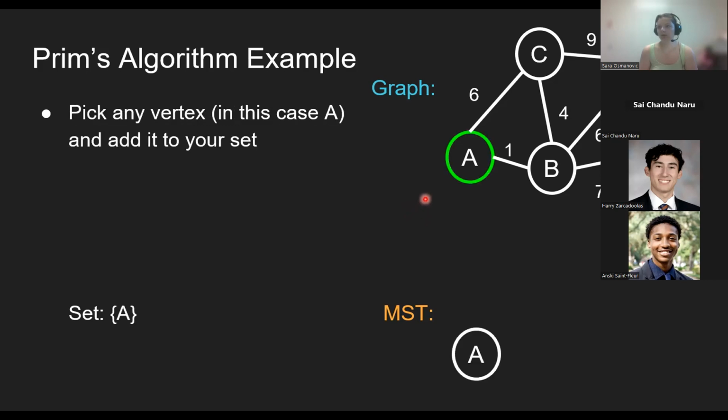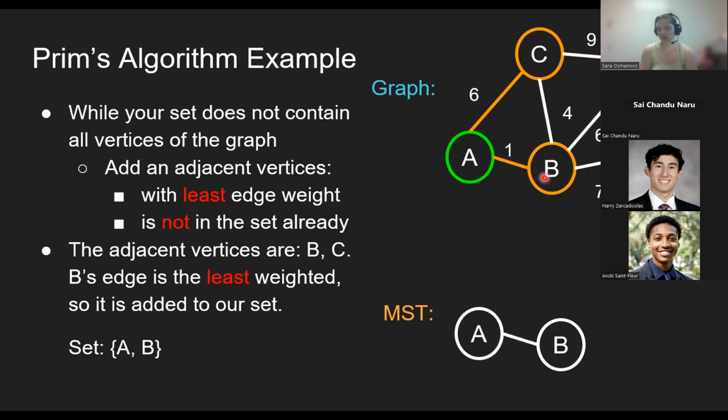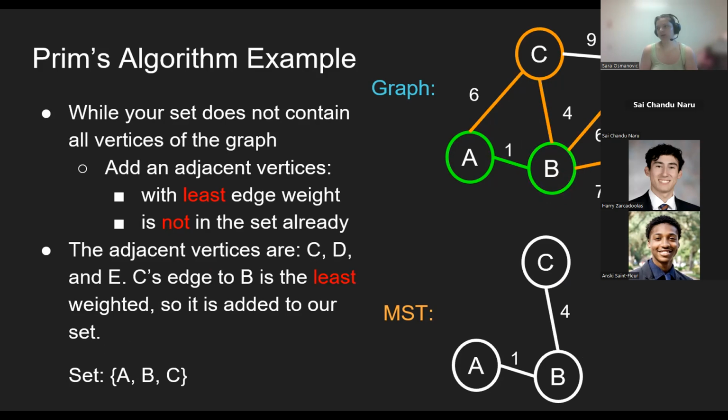So example, we start with A, we add it to the set, and then we check the adjacent vertices. We have B and C. B has a smaller distance from A, so we add B. And then we check the rest of the values. We have B to C is the least weight, as opposed to A to C, which has 6. So we add C with the edge from B.